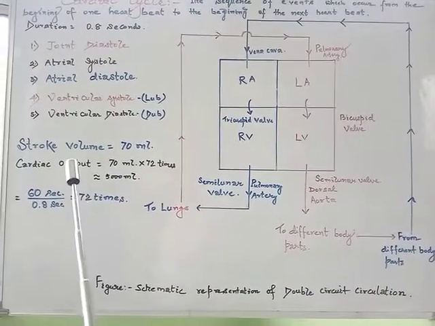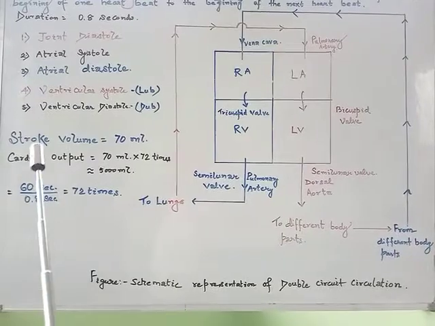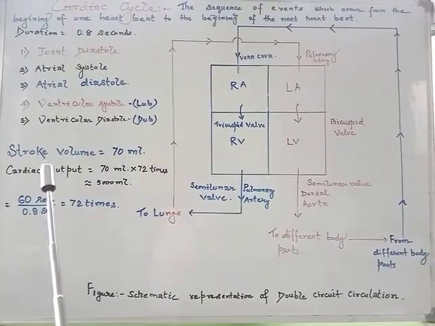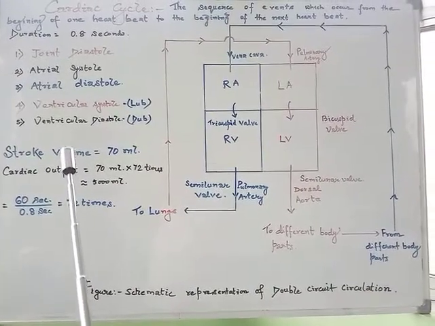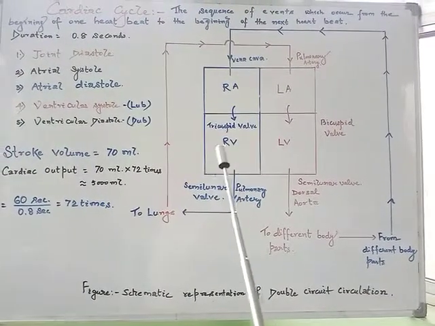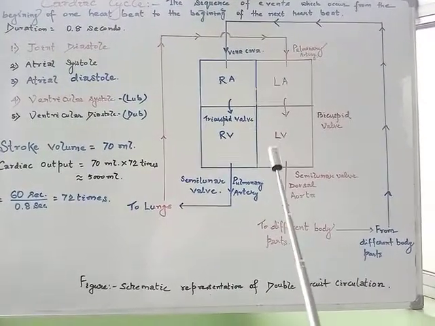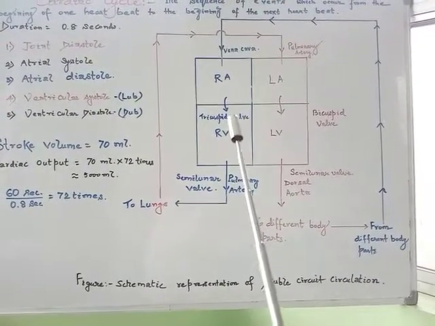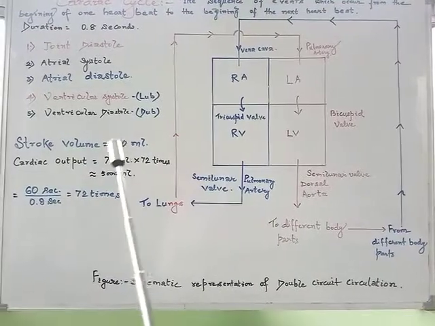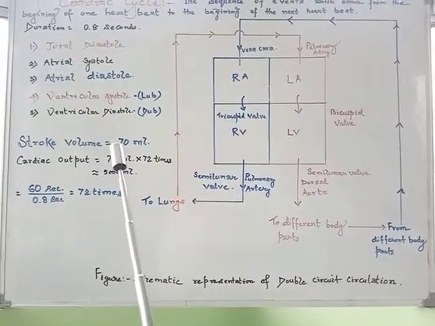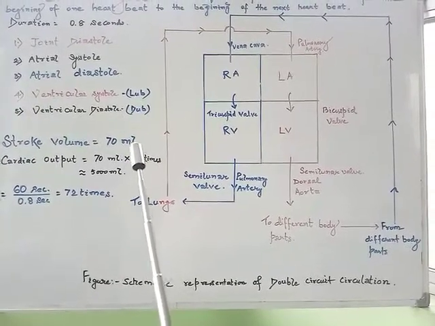One more important aspect we have to consider is stroke volume and cardiac output. First, what is stroke volume? It is the volume of blood pumped by both ventricles during their systolic phase in the cardiac cycle, and it is known as the stroke volume. The stroke volume is about 70 ml.